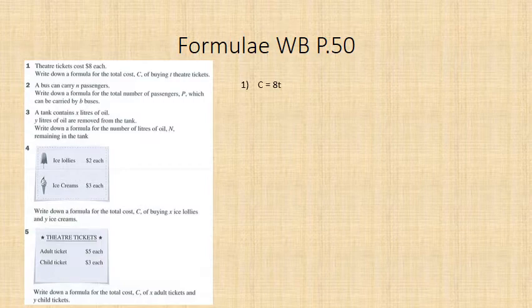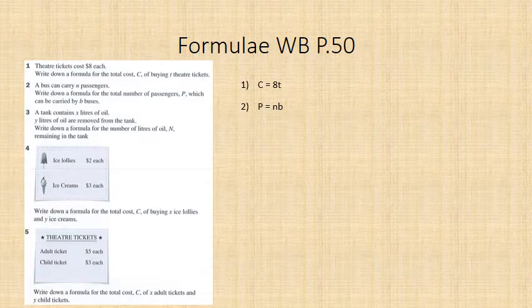For question 2 here, he's saying that a bus can carry N passengers. Write down a formula for the total number of passengers, P, which can be carried by B buses. So I know that every bus can carry N passengers, and I have B buses. So the number of passengers is going to equal N times B, which is NB. So the total number of passengers is NB, which is the number of passengers times the number of buses.